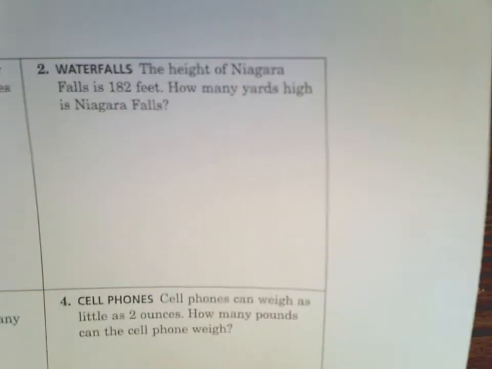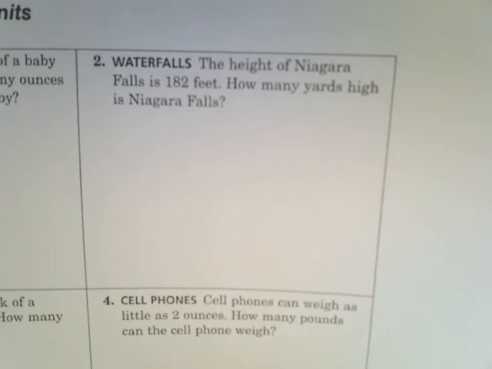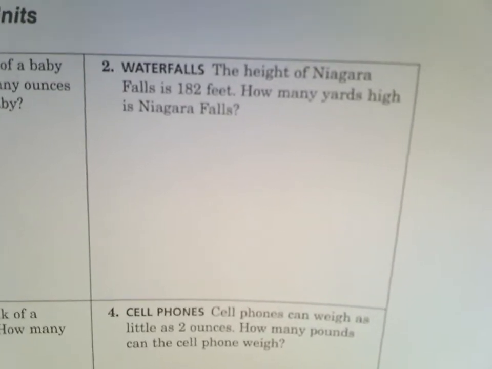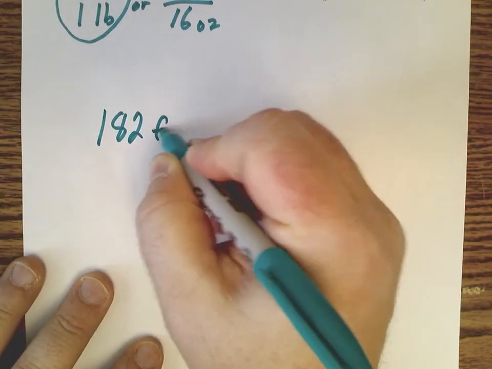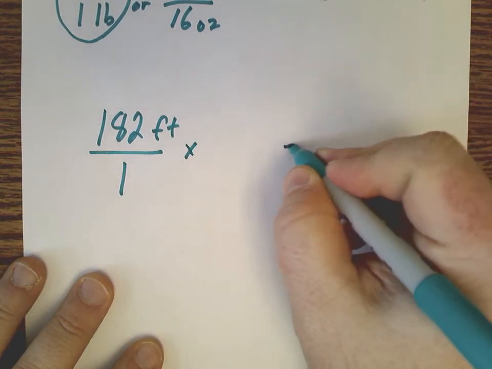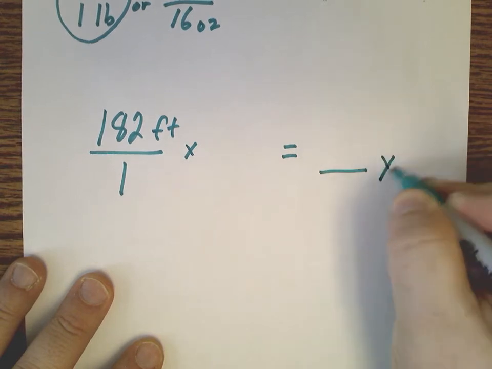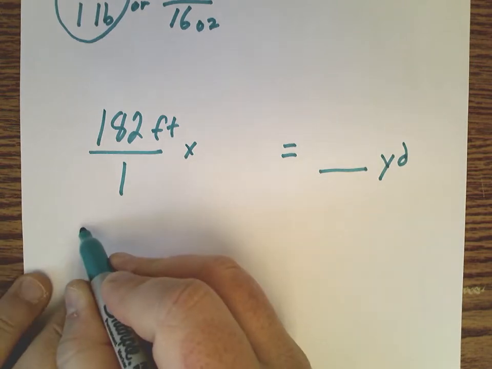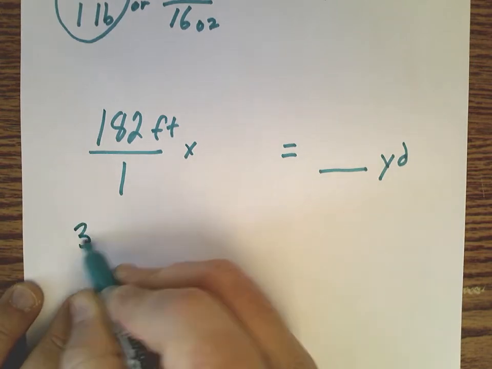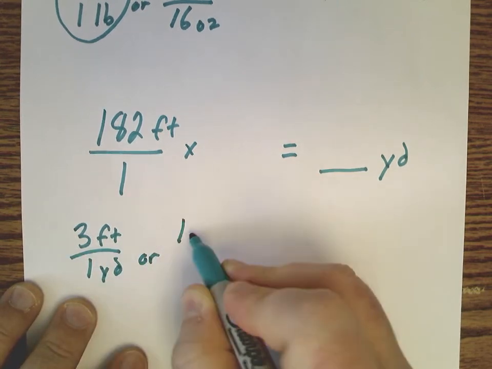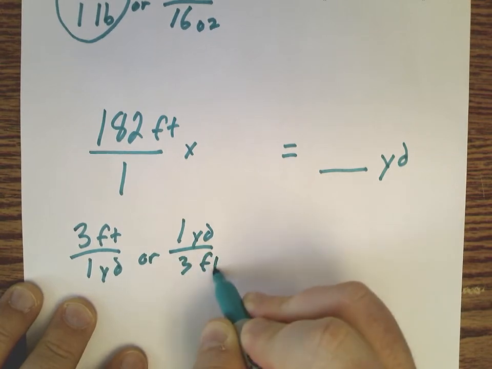Number 2, the height of Niagara Falls is 182 feet. How many yards high is Niagara Falls? So we're given feet and we're changing to yards. So we have 182 feet. We can put that over 1. We're going to multiply by some ratio, and that will give us the height in yards. Considering the two ratios that show the relationship between feet and yards, we can see that it's 3 feet per yard, or 1 yard for every 3 feet.